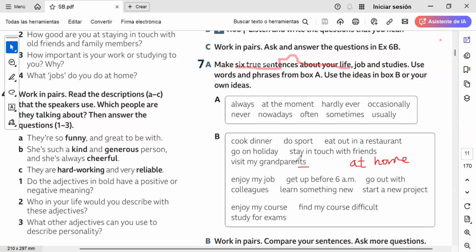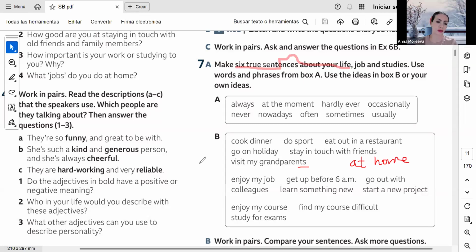I never get up before 6 a.m. I sometimes do sport. I always stay in touch with my friends. Usually I enjoy my job. I often visit my mother. Usually I learn something new in my job. Okay, thank you. Very good.